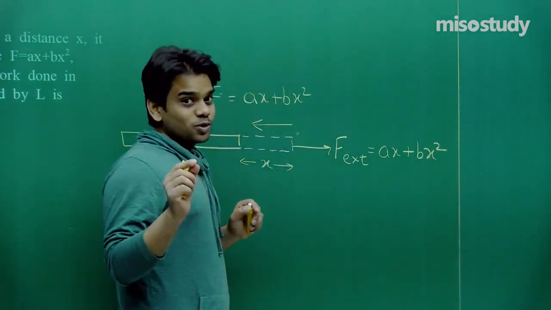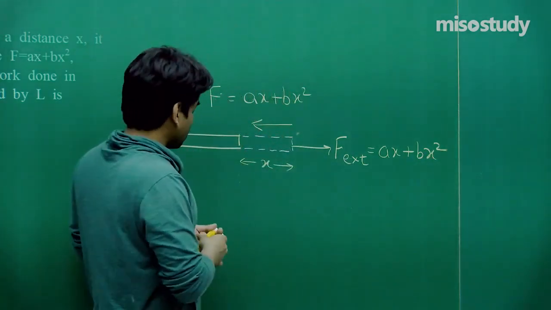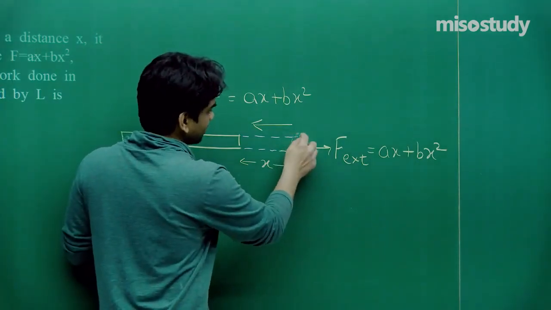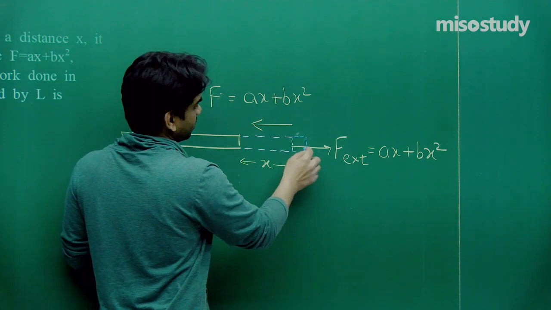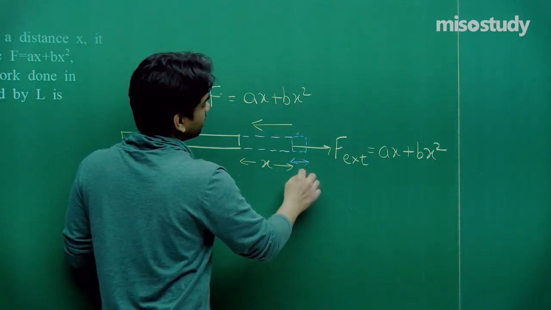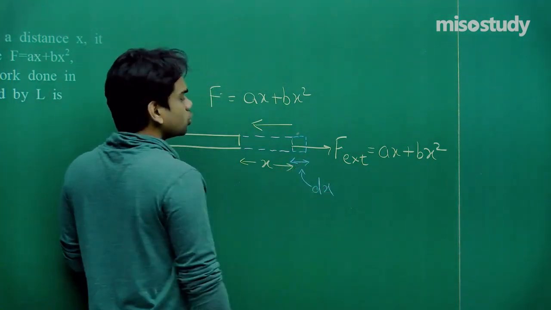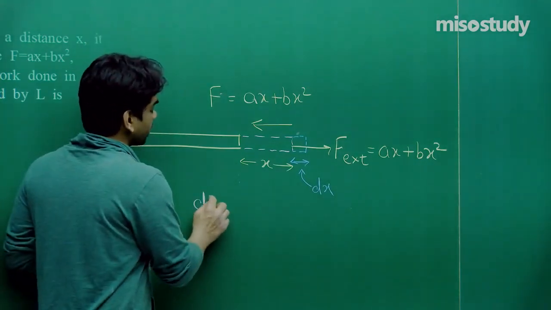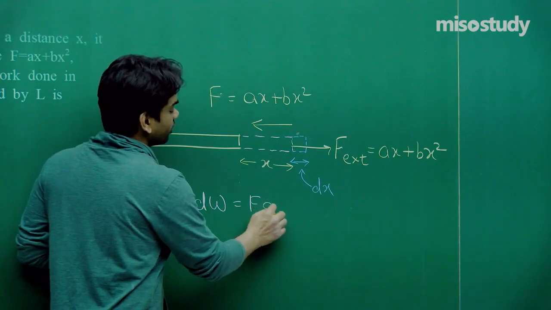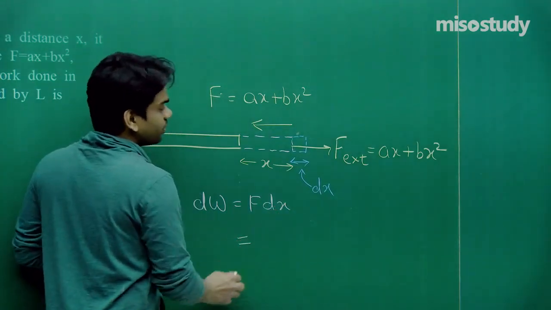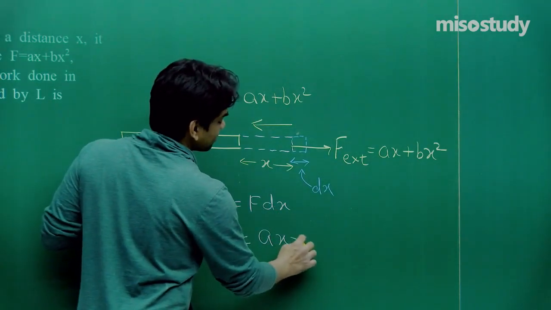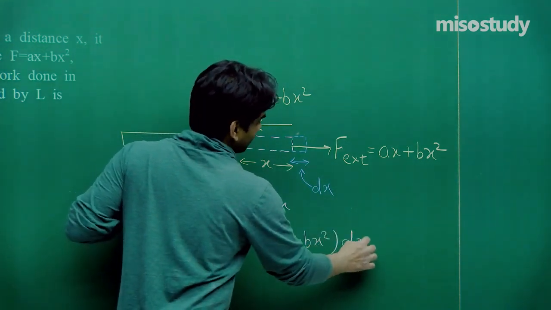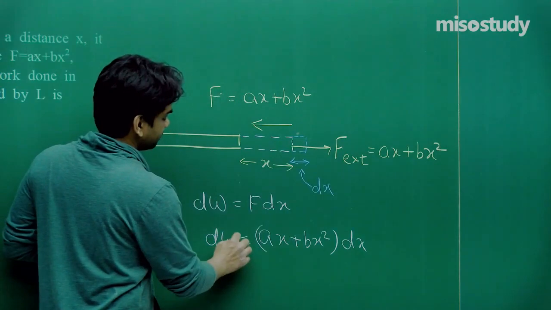Again, I believe that you must be remembering the concept of potential energy. If we stretch it through a very small length dx, the small work done by this external force, dW, will be F dx, and that will be equal to ax plus bx square, times dx. This will be the small work done.